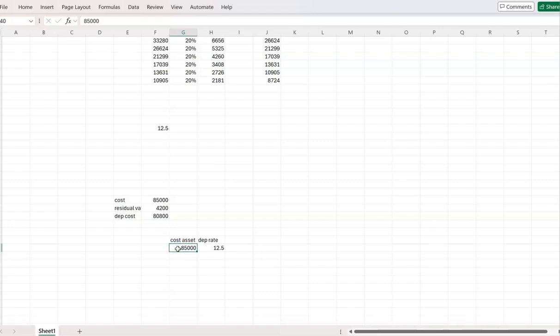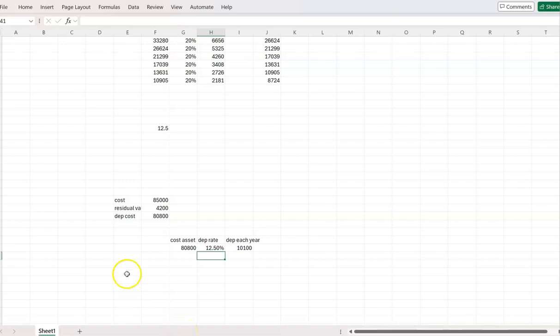So this depreciable cost, 80,800 times 12.5, our depreciation each year is, well, isn't it basically 10,100? Right? Each year. Got it? How about this?